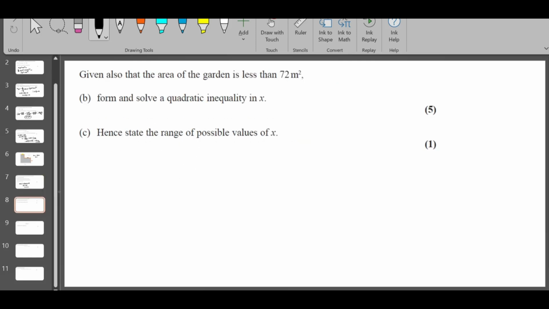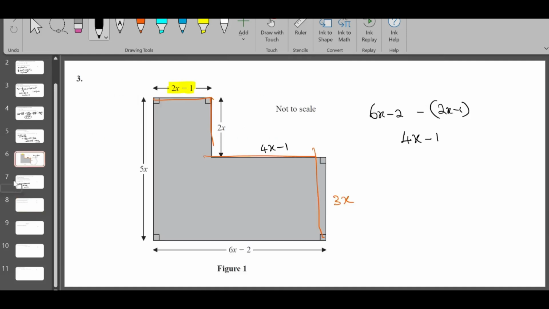Part B. Given also that the area of the garden is less than this, solve the quadratic inequality. Let's find the area of the garden now. We need to divide the shape into some regular shapes actually. So I'm gonna draw a line here. You can draw a line here and divide this way also, up to you. So I'm gonna draw a line here.